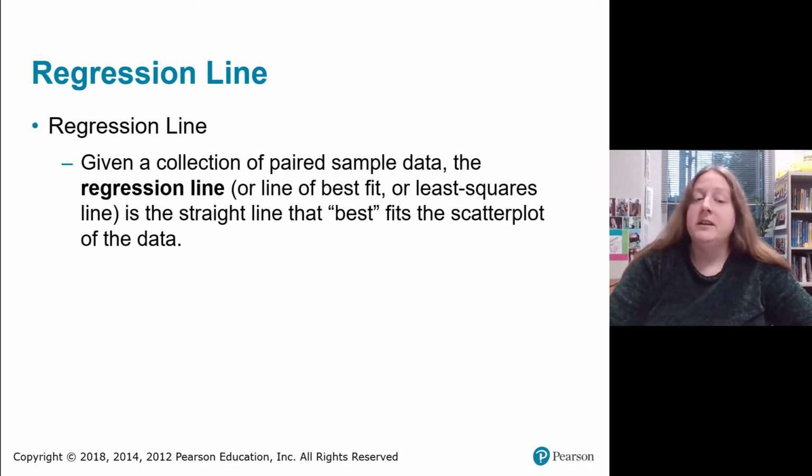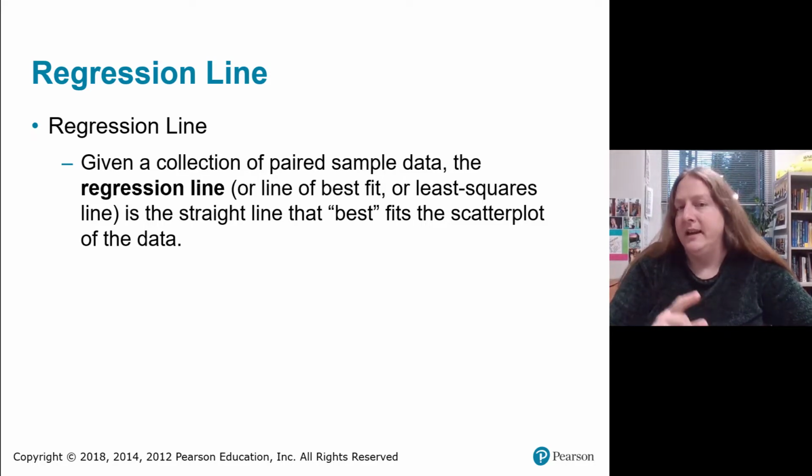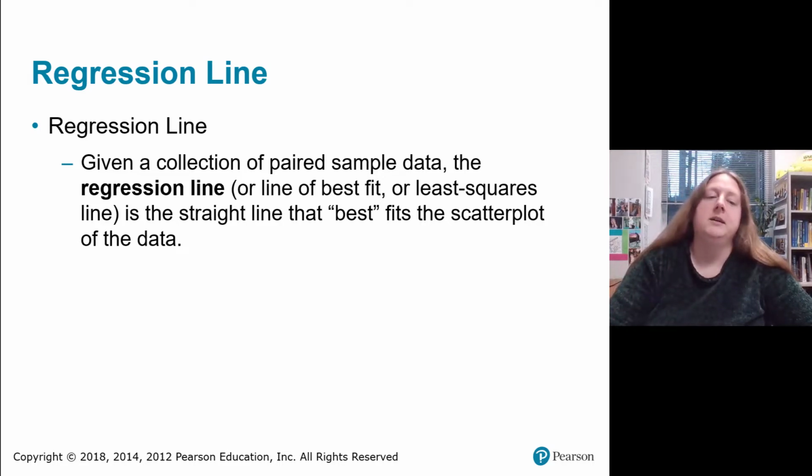Given a collection of paired sample data, the regression line, or line of best fit, because surprise, surprise, it has the best fit for the data, or the least squares line, you'll see why it's called that a little bit later, is the straight line that best fits the scatter plot of the data.